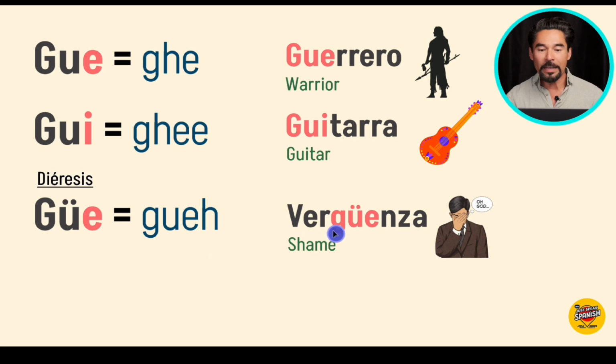So we have the word vergüenza. Shame. Vergüenza. Okay? If I did not have those two little dots at the top of this word, it would read vergüenza. But that's not correct because we have the two little dots. So then it must be vergüenza. Vergüenza. You must pronounce the U.